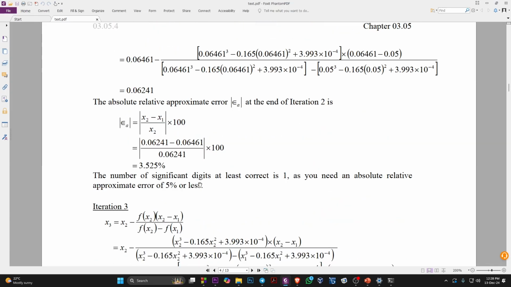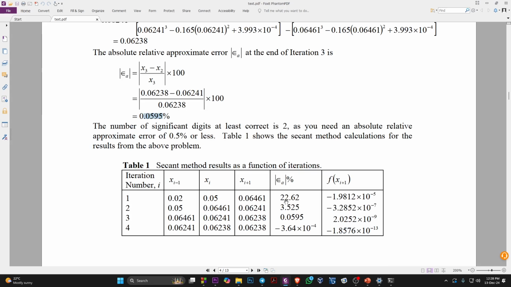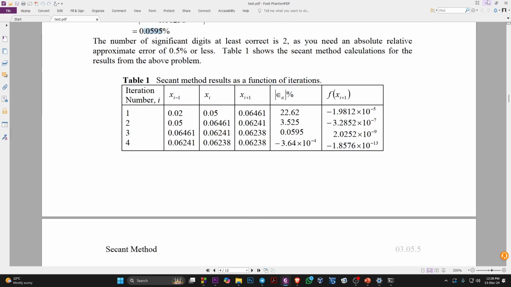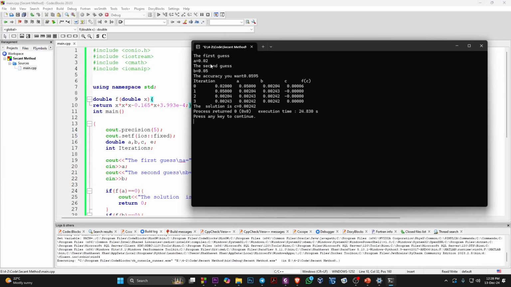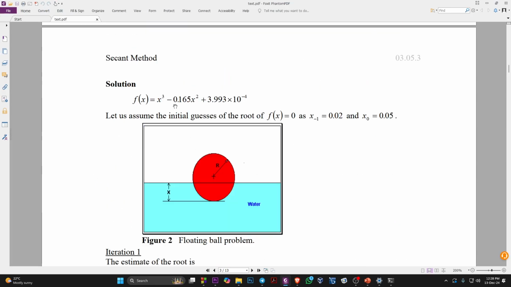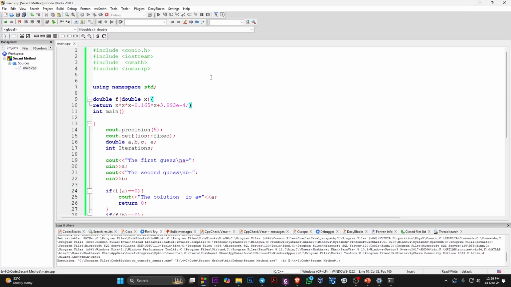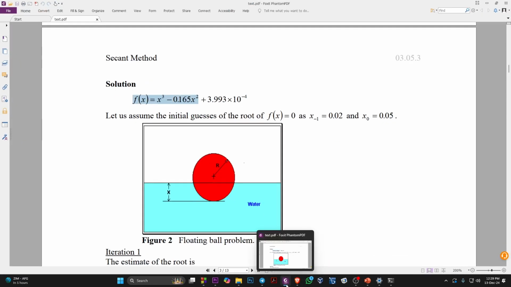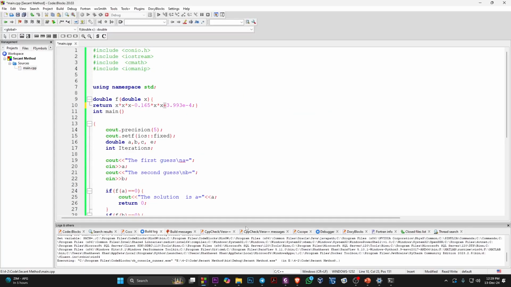0.02, 0.05, 0.0595. My value is 0. Okay, is there anything wrong? I think I made a mistake plotting this equation. Oh, x squared, that was x squared, sorry. I just put this value for x, so that's why my solution has not matched this problem. I think this function is right: x cube minus 0.165 x squared plus. Okay, that's okay. Then we will run this problem again.